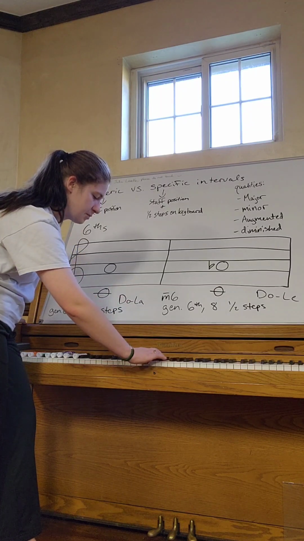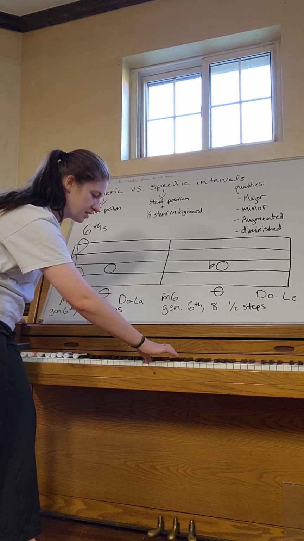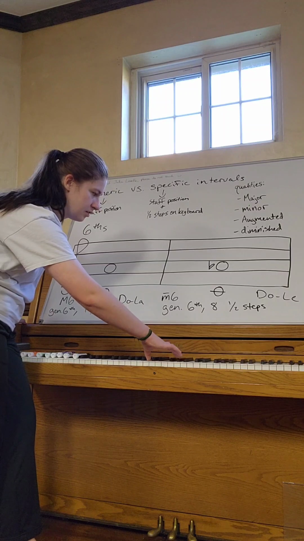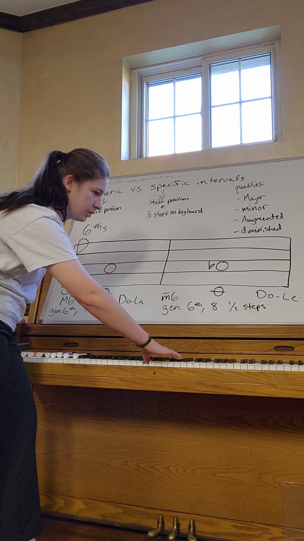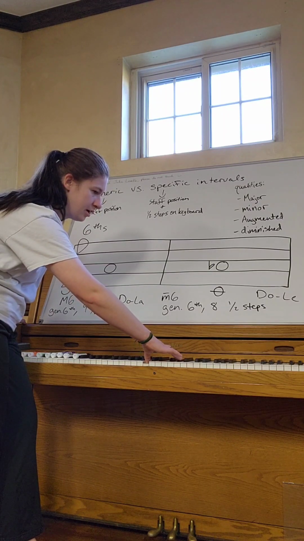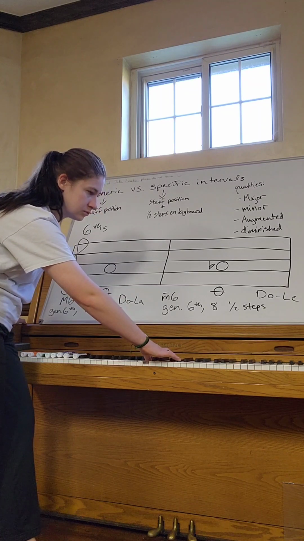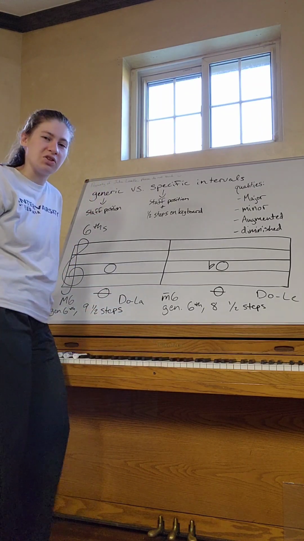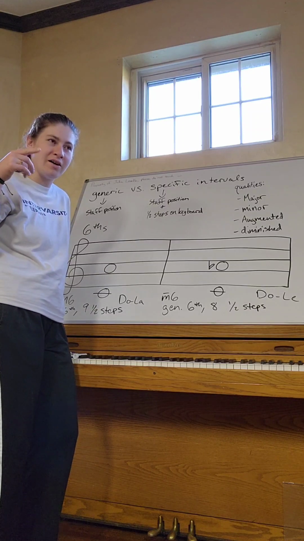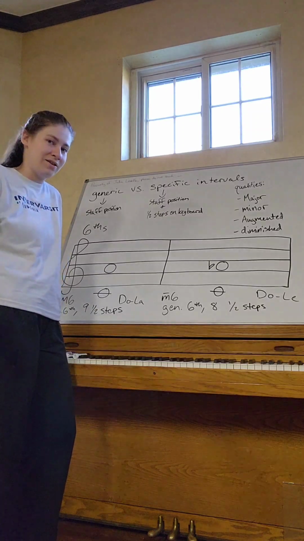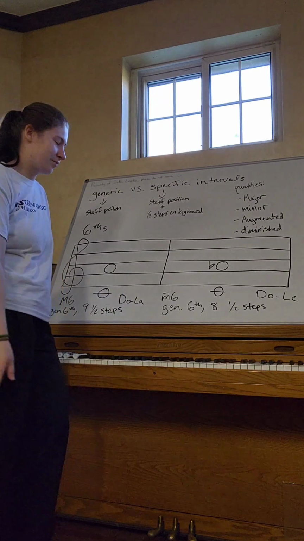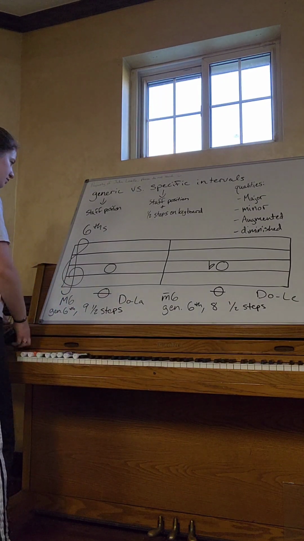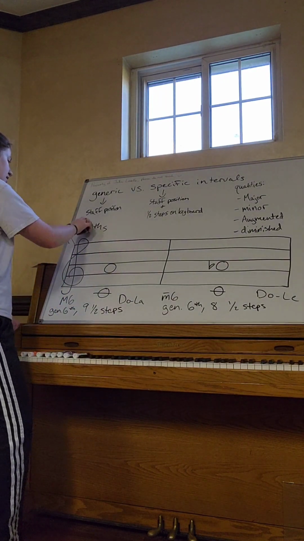Count the half steps. 1, 2, 3, 4, 5, 6, 7, 8. Do, re. I think it's like the Doctor Who theme. So there's that. So those are our sixths.